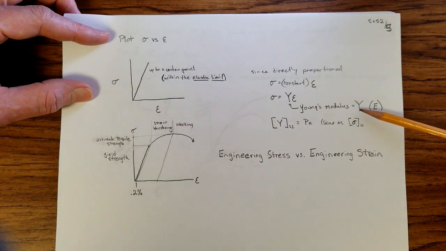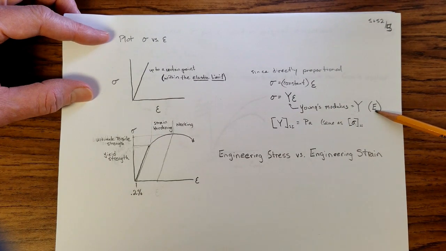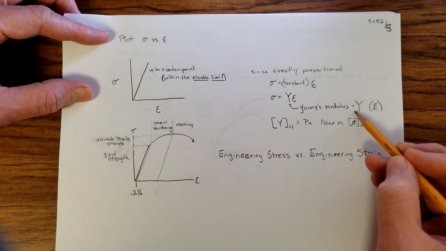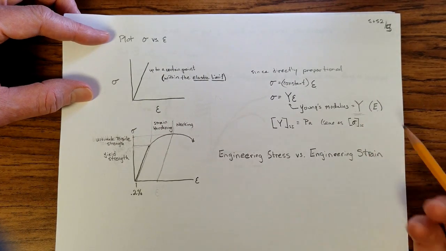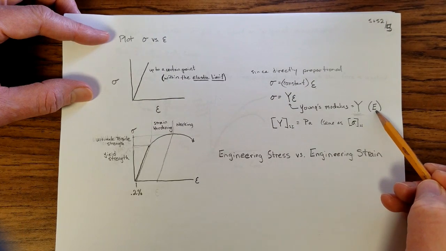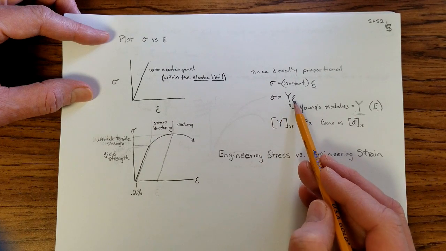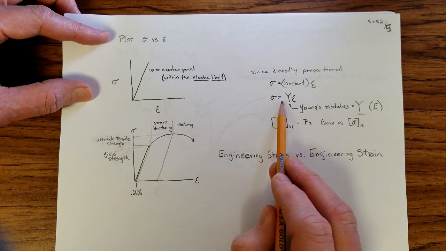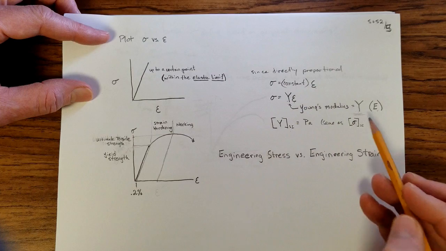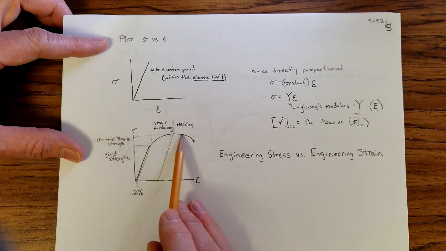I'm using the letter Y for Young's modulus. Some textbooks will use E for elasticity. I will tend to use Y because the textbook I'm using right now for this topic is using the letter Y, but again, some will use the letter E. The units of this would be the same: since strain is unitless and stress has units of Pascal, Young's modulus must have units of Pascal.